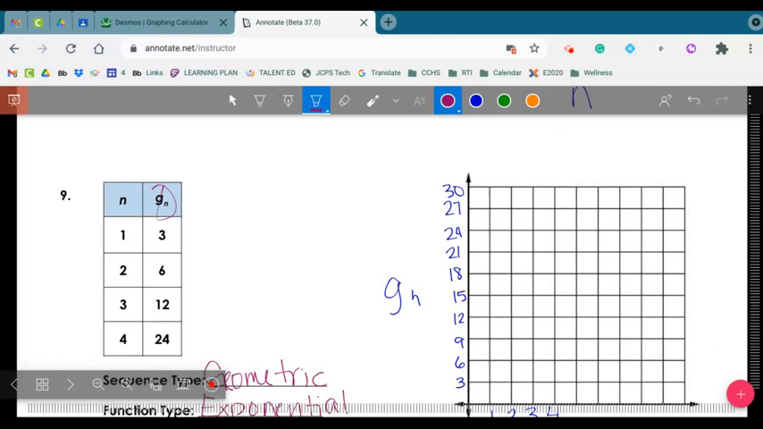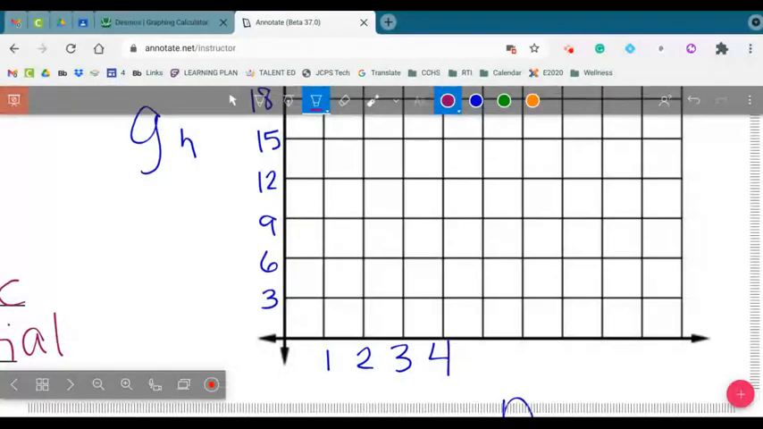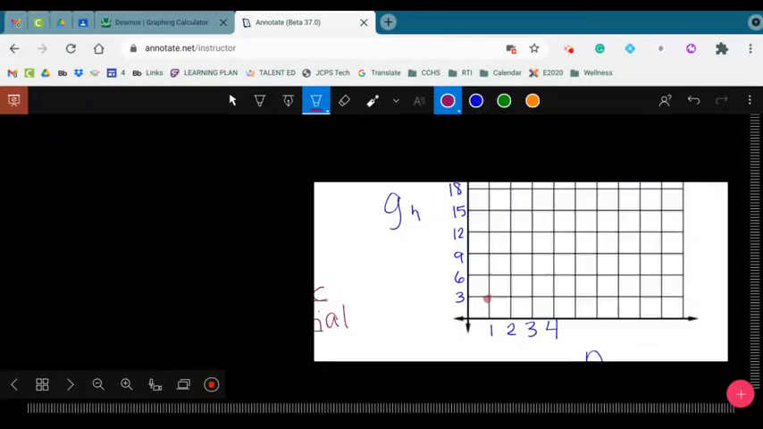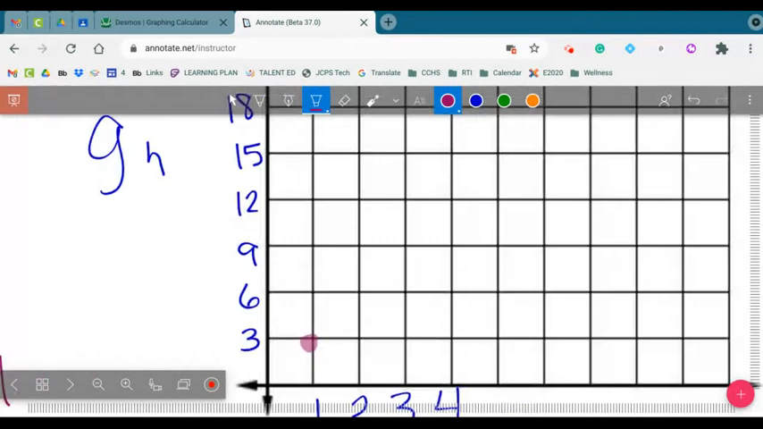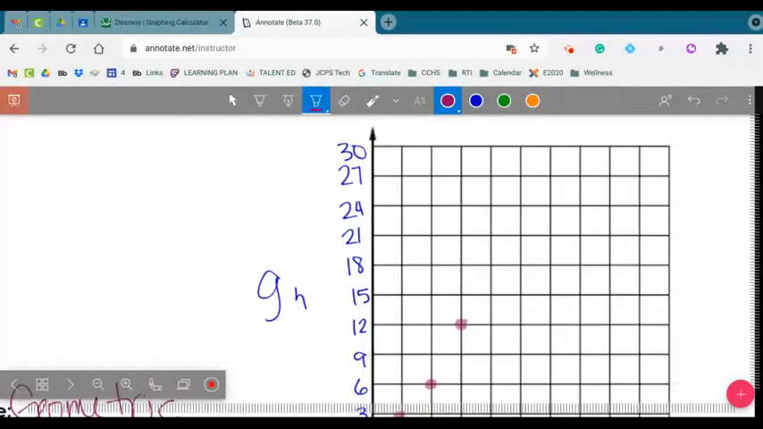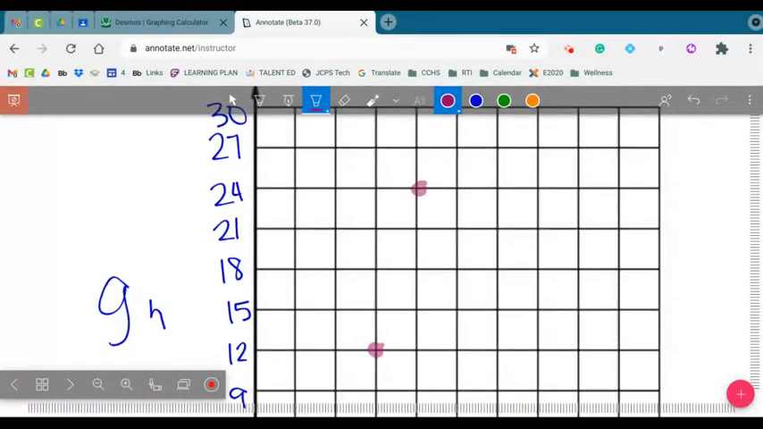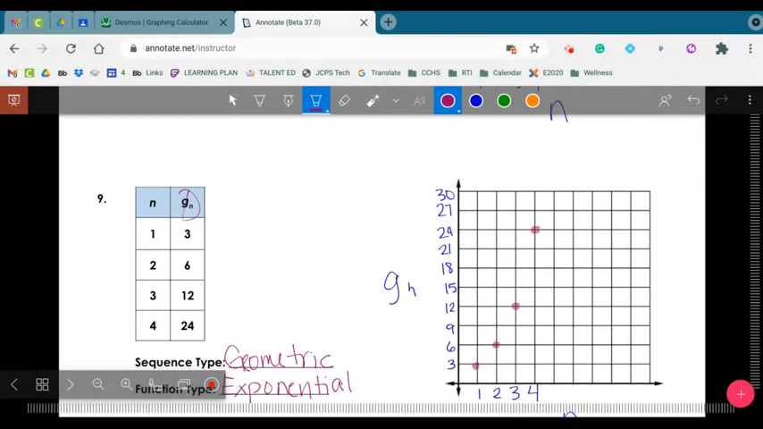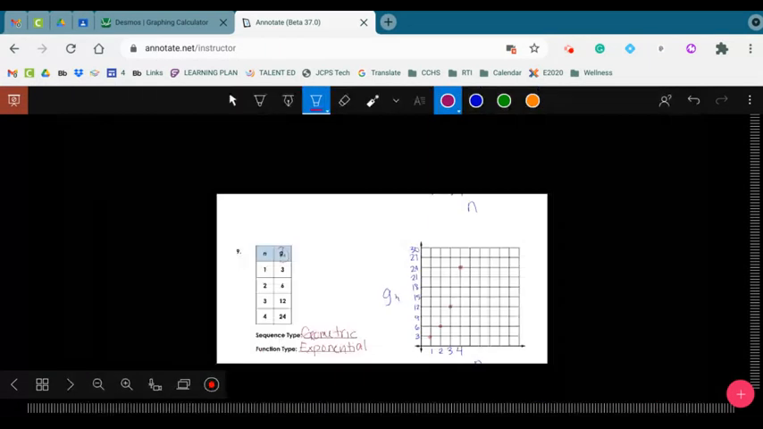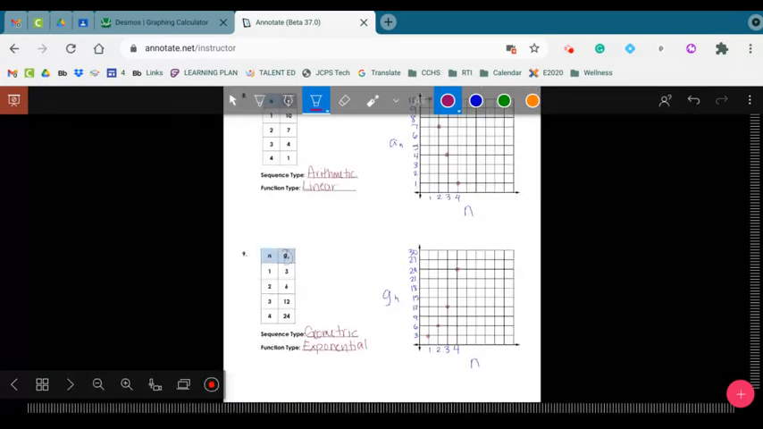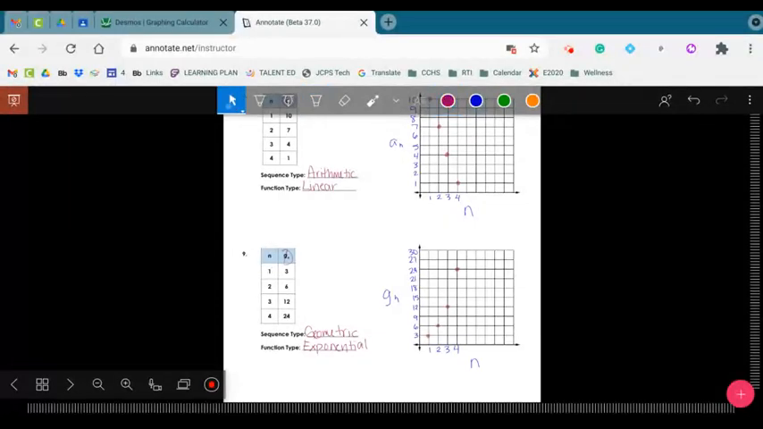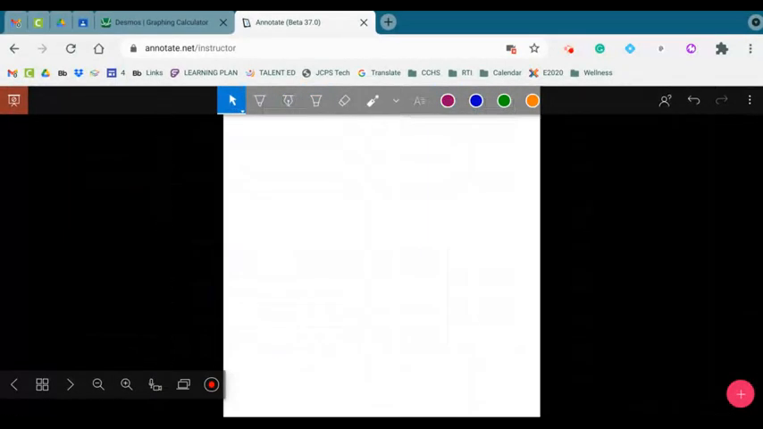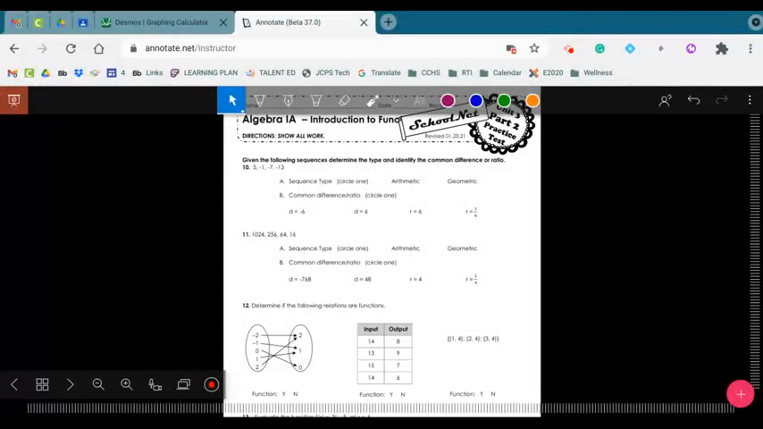I'm going to plot my points. So 1, 3, 2, 6, 3, 12, and 4, 24. And remember, do not connect your dots. And that is what our function looks like. Okay, that is all for the paper portion of the test. So now we're going to go over the SchoolNet portion. So we'll be taking the paper portion one day and then the SchoolNet portion the next day.